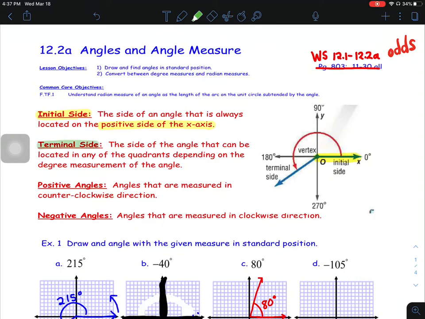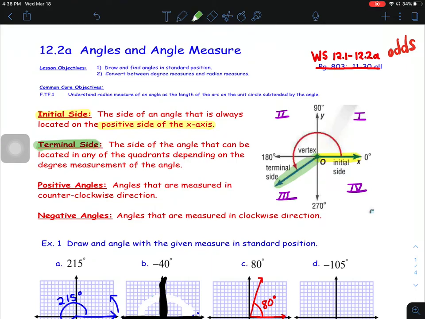Now, how big the angle is depends on where the terminal side lands. If something's terminal, that typically means that it's going to end. In this example, we see that the terminal side is falling in quadrant 3, but it can be in any one of the 4 quadrants. It's important that you know the names of the quadrants. They go in a little unnatural direction. They start in the upper right corner and then move counterclockwise. These are the quadrants in order. The terminal side is the other side of the angle.